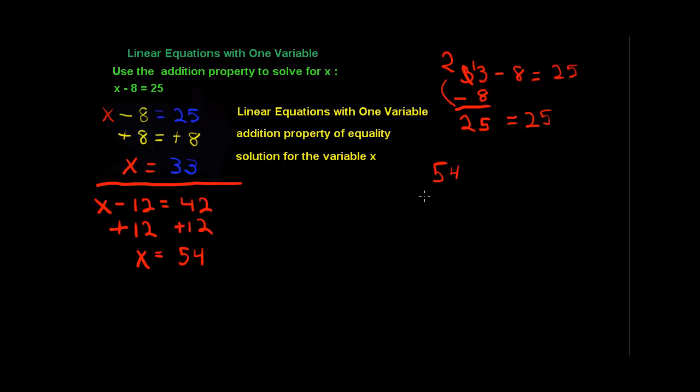We can double check that if we like. We'll just plug in 54 for x. We'll subtract 12 from 54. And if we did our problem correctly, the answer should be 42. 2 from 4 is 2. 1 from 5 is 4. Leaving us once again with 42.